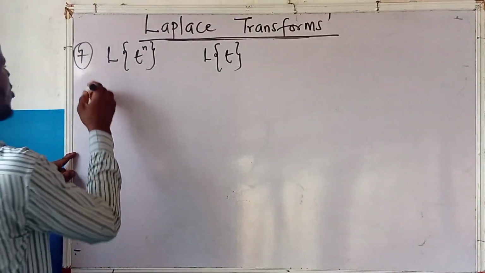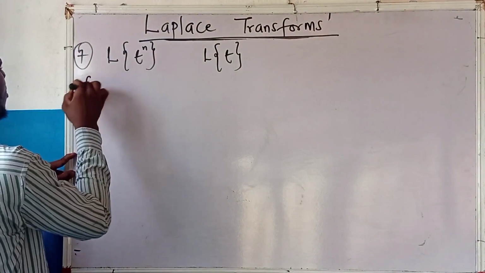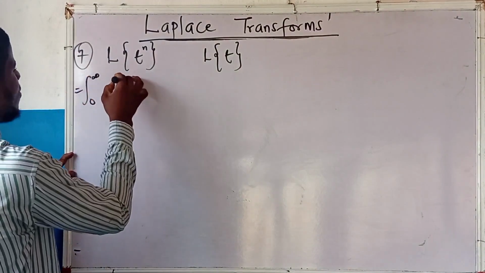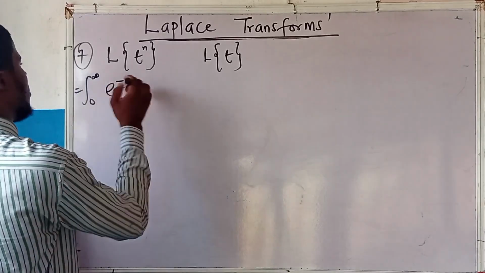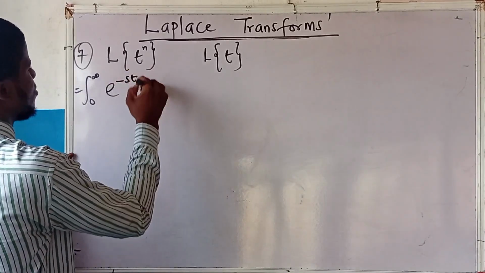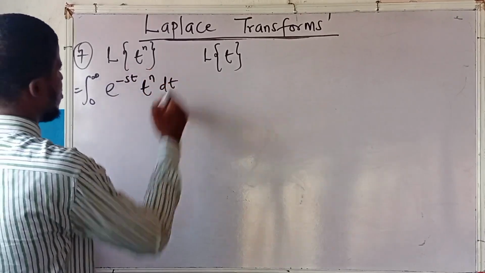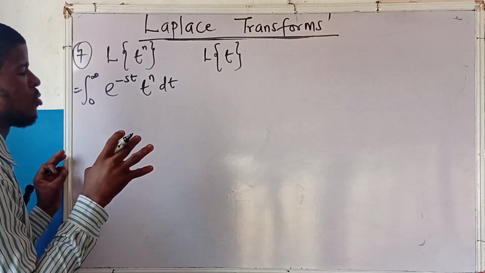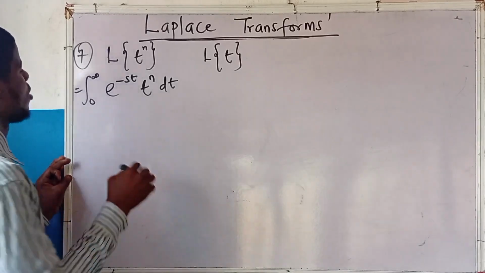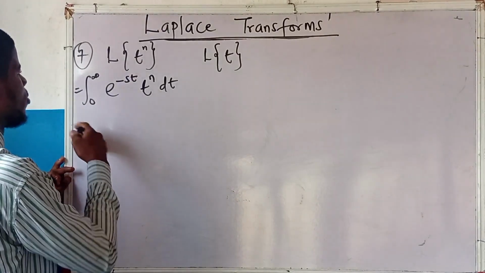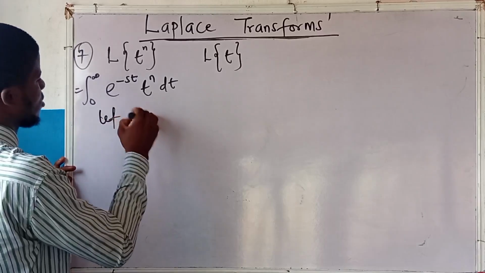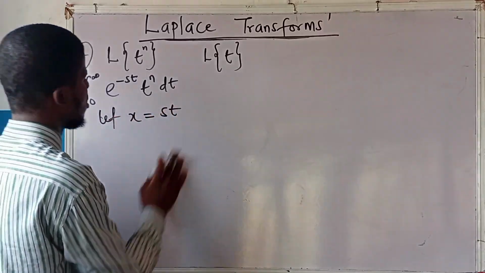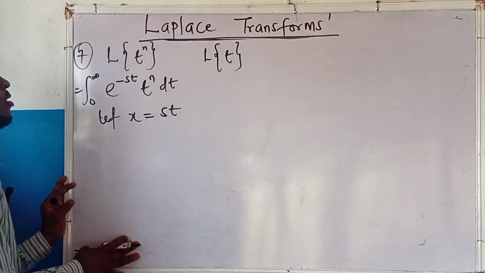Alright, the integral will be the integral from 0 to infinity of e to the power of minus st, f of t is t to the power of n, dt. You get it? We are going to reduce this integral into the integral that looks like the gamma function. Let's go ahead. What I'll do here is I'll say let x be equal to st. Alright, I want to replace st with x.